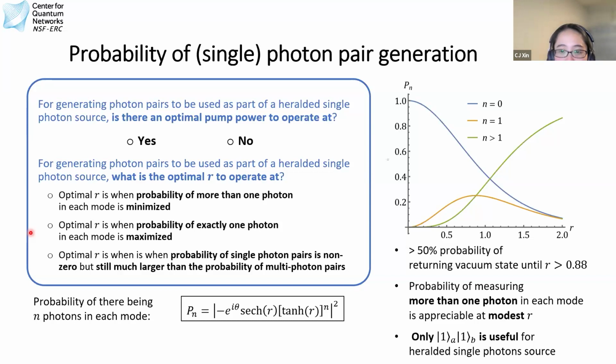For the optimal r, only 2 of you said that. That one does have a correct answer: you can make an argument for the second one or the third one, but never for the first one. The reason is that when the probability of more than 1 photon in each mode is minimized, the probability of emitting 1 photon is also 0. It's actually right at the origin here. So that can never be the answer.